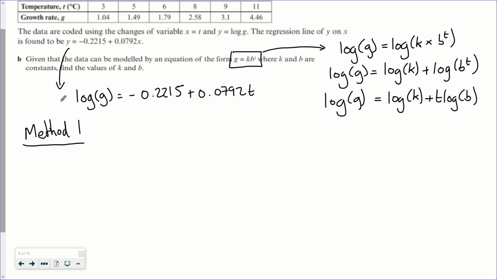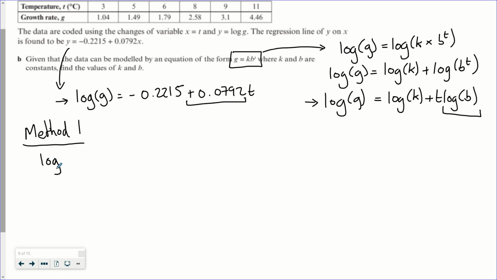So method 1, we know that that equation is true for the model, and we also know that that equation is true for the model. So the two equations must be the same as each other. So if we compare the two equations, we've got log g on the left-hand side, and we've got something multiplied by t. So that something is 0.0792 in this equation.